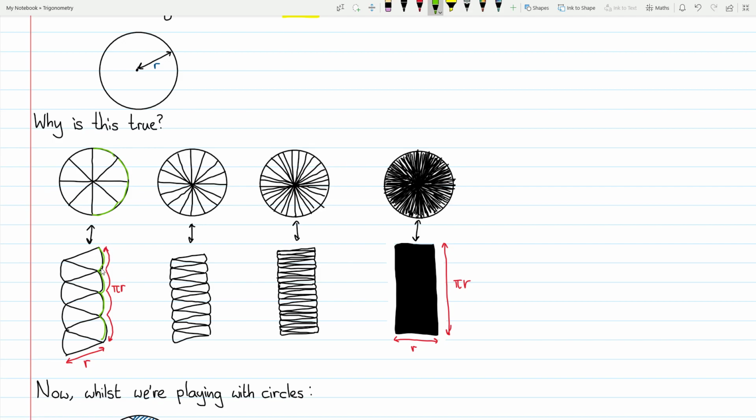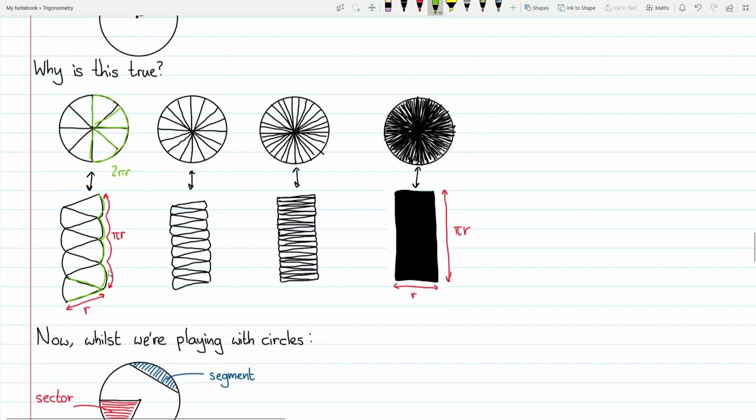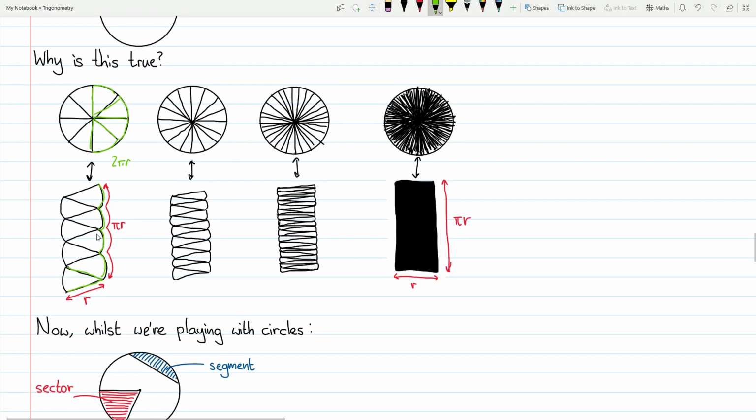So notice how the arcs along one side correspond to half of the circumference. The whole circumference is 2 pi r, so half of this is just going to be pi r. And similarly, these lengths here are the lengths of the slices. These are the radius of the circle. Now this sort of looks like a rectangle if you squint.